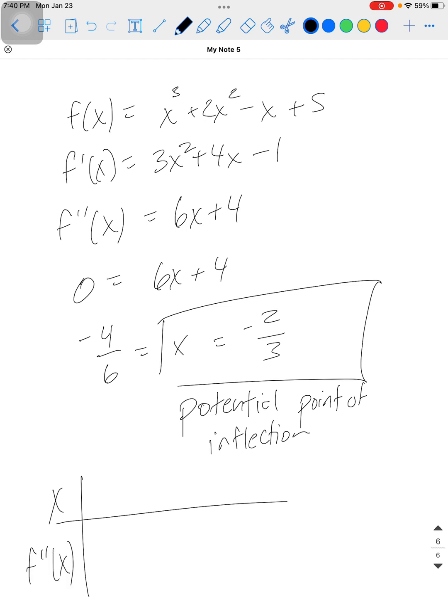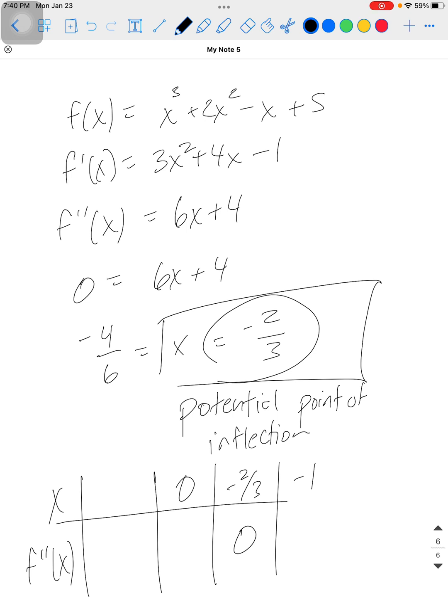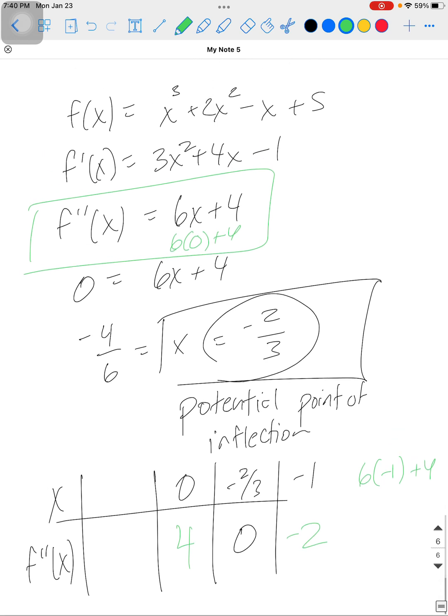And if I think of 0, and I'll just go this way, negative 2/3, and I think of negative 1. And I substitute negative 2/3 into f double prime, well, I know that that should be 0. And if I substitute 0 into f double prime, 6 times 0 plus 4, I know I'm moving quick, this is positive. But if I plug in negative 1 into that, I get negative 2. Oh, what does this tell us?